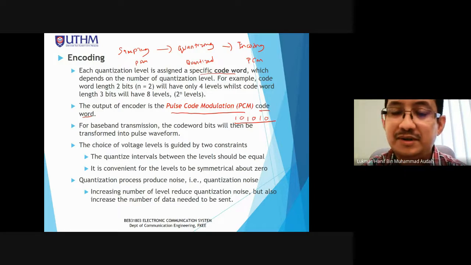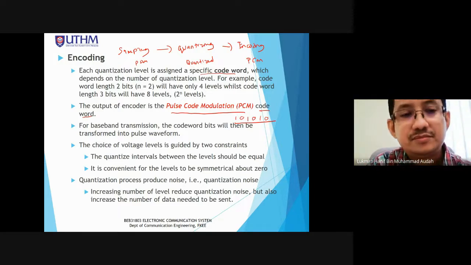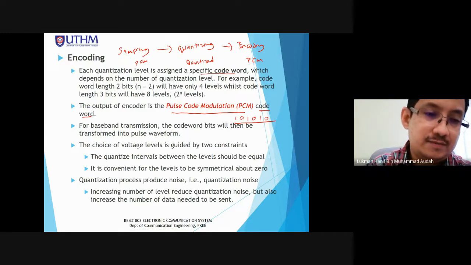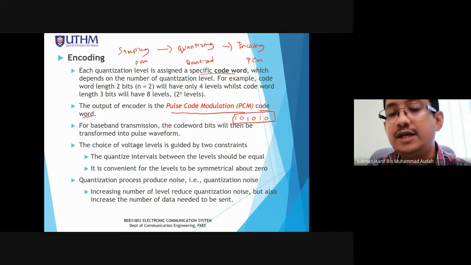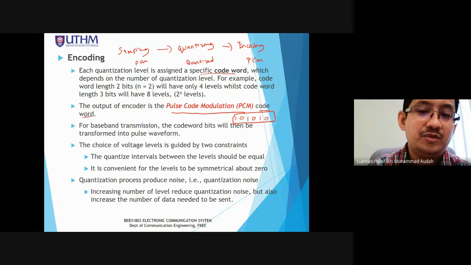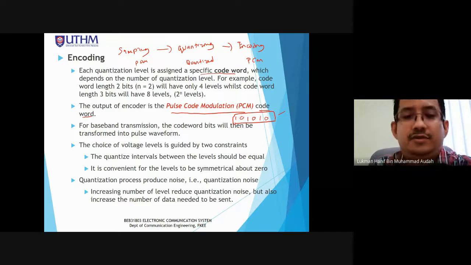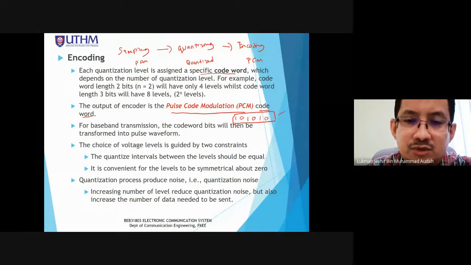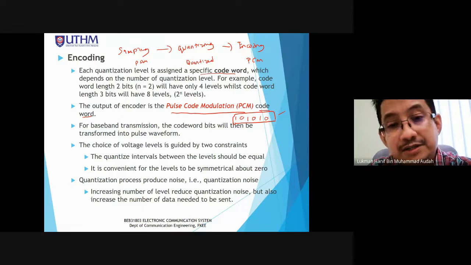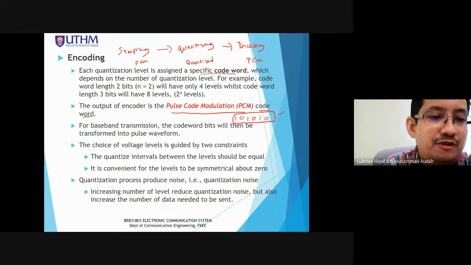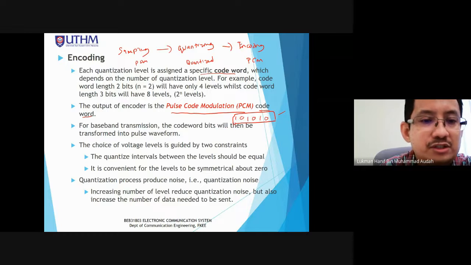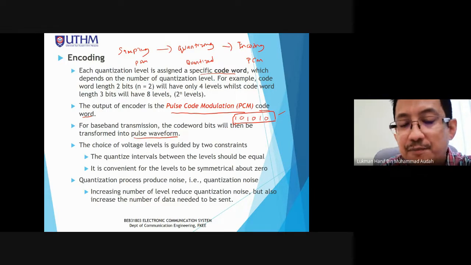It's not a decimal number, it's different. Okay. So this is what we call 1010. This is what we call as code word, PCM code word. Okay. Ini juga dipanggil sebagai digital data. Okay, data digital. Okay. Nanti you akan lihat macam mana kita nak hantar digital data ini. Takkan nak hantar logik 0, logik 1, logik 0 macam tu je. Mesti ada kaedahnya. Okay. So for baseband transmission, the code word will then be transformed into pulse waveform.